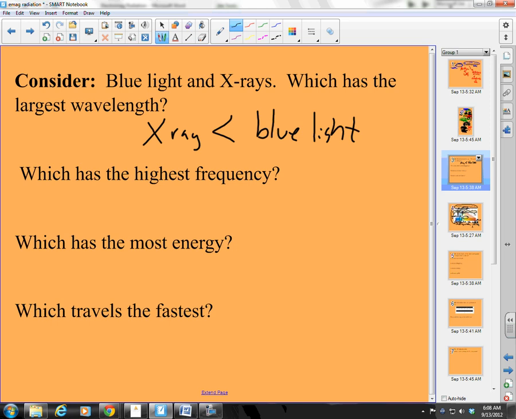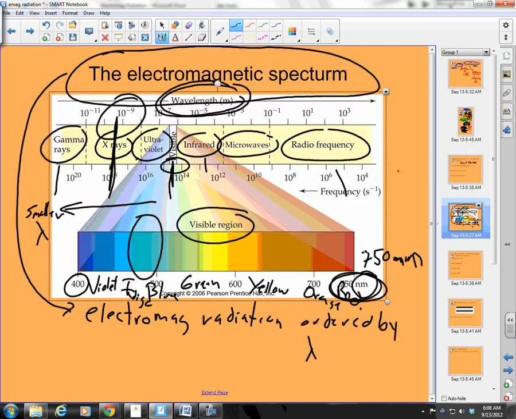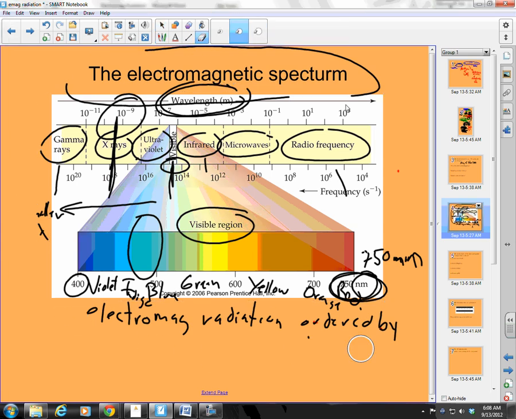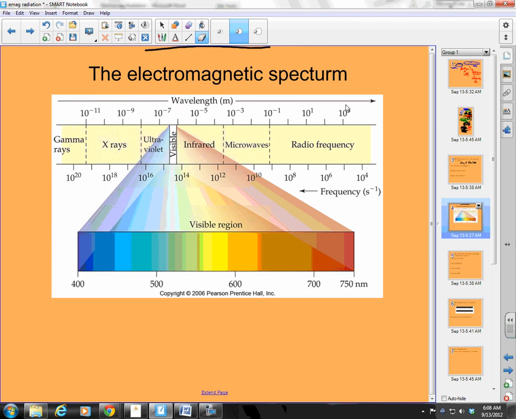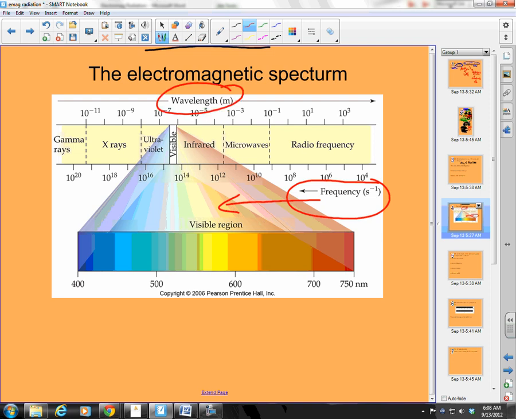Okay, which has the highest frequency? Can we get any information here out of frequency? Okay, I think we can. Here, folks, let me clean this up. Just like magic. Don't you love that? Good. Frequency. Here is frequency. Now, what do you notice about frequency? Frequency is increasing going in this direction. Wavelength was increasing going in this direction.